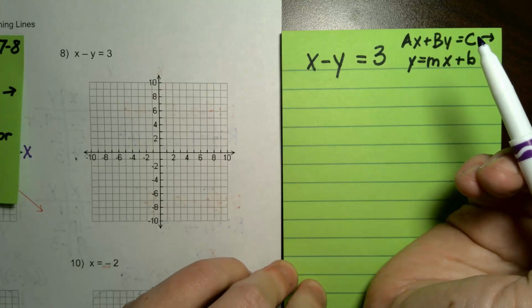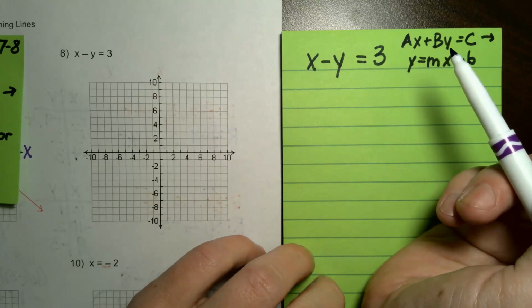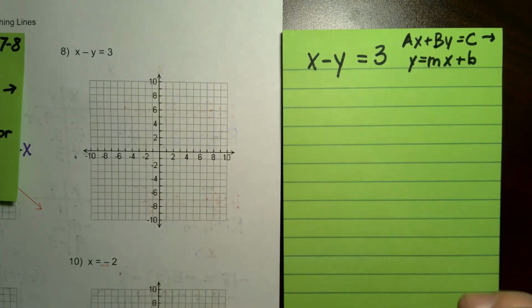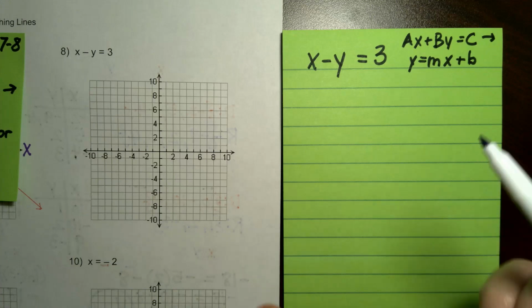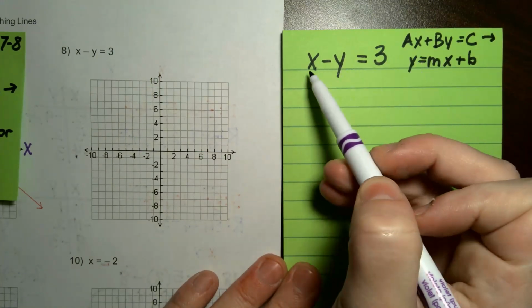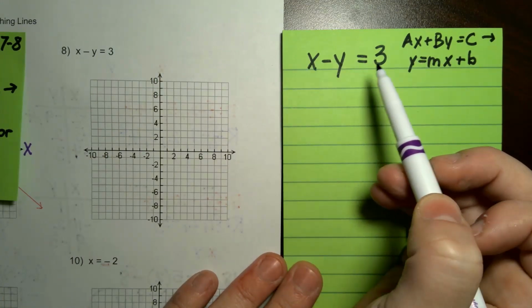Plug in numbers? Well, we're going to do that option next. We'll plug some numbers in and find coordinates next. But first, we're going to talk about how we would turn this into slope-intercept form.